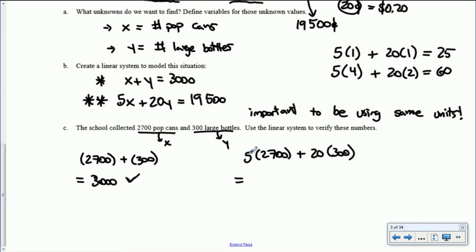Okay, so 5 times 2,700 is 13,500, and 20 times 300 is 6,000. So 13,500 plus 6,000 adds up to 19,500. Right, so 6,000 plus 3,000 makes 9,000. We got 500 and 1,000, so 19,500, which is what we'd expect based on our equation. All right, moving on.